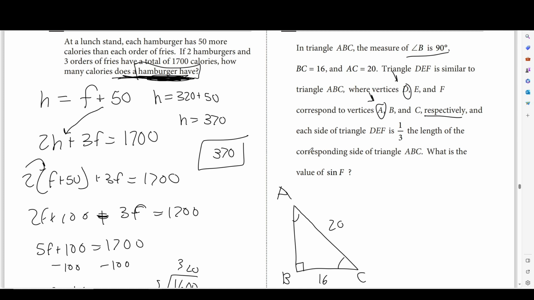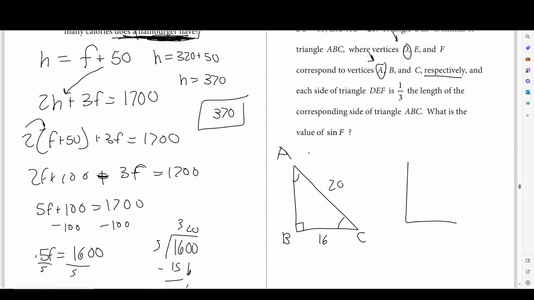So I'm going to go ahead and draw this similar triangle out over here. D corresponds with A, so where D is, A has to be; where B is, E has to be; and where F is, that just has to be there. So here we have this. And we know that each side of triangle DEF is a third the length of the corresponding side of ABC, and it's asking us for the sine of F.